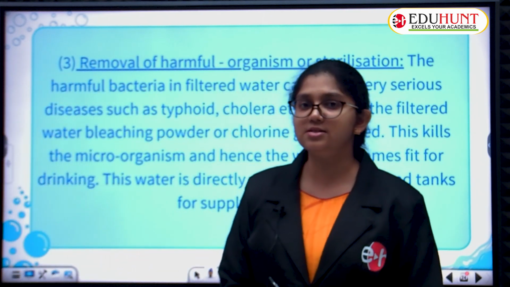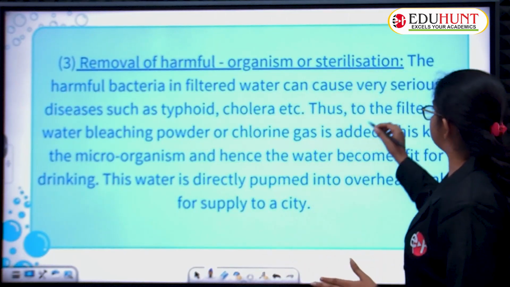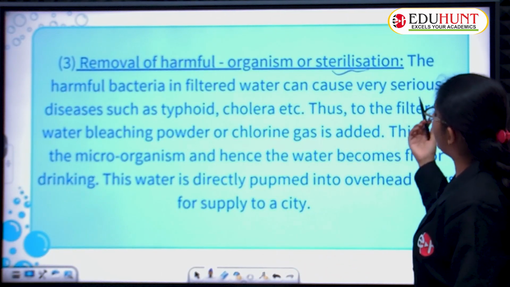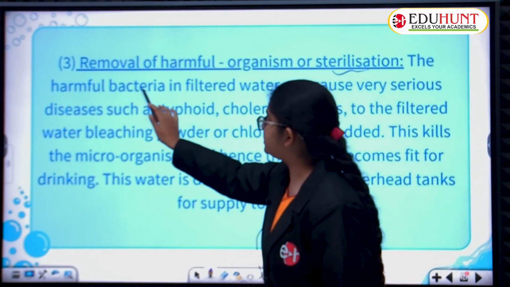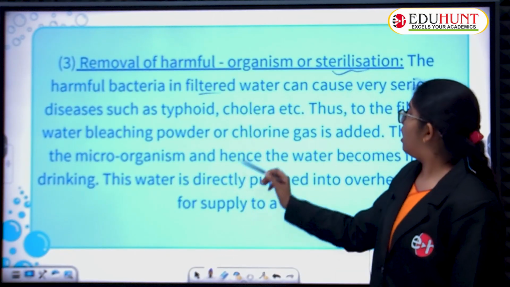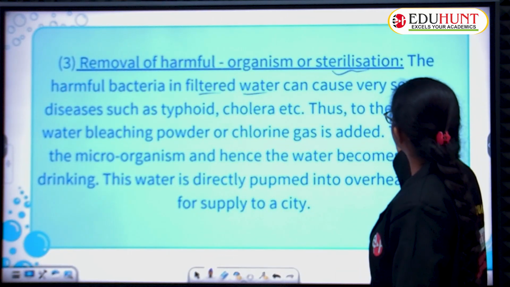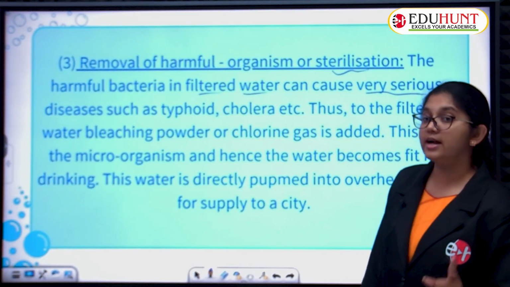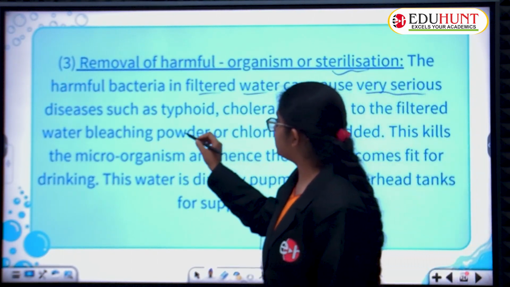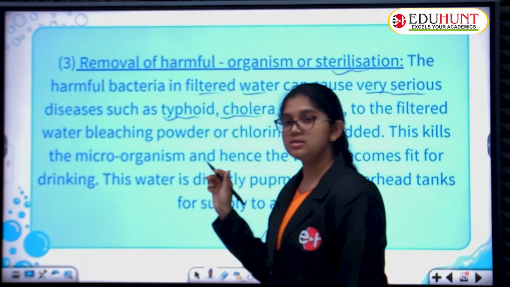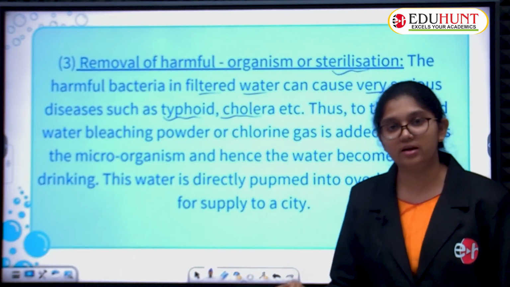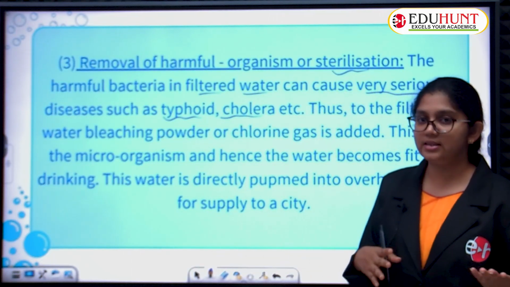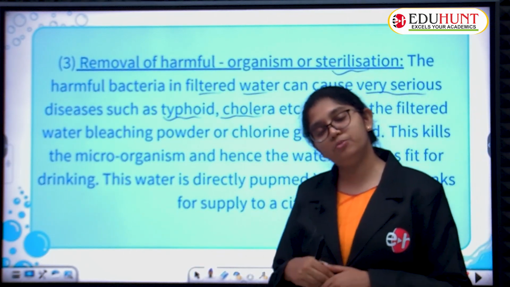Since sterilization means to kill the bacteria and germs. Okay, sterilization. And here, the harmful bacteria is filtered. Okay, water can cause very serious diseases such as typhoid and cholera. We know that if we don't allow chlorination to be done in the particular process, we may get impure water, right? So if you drink that impure water, what happens?